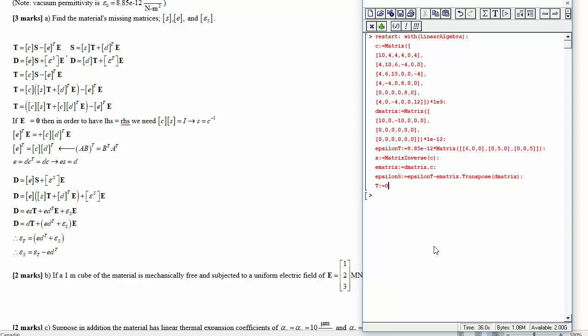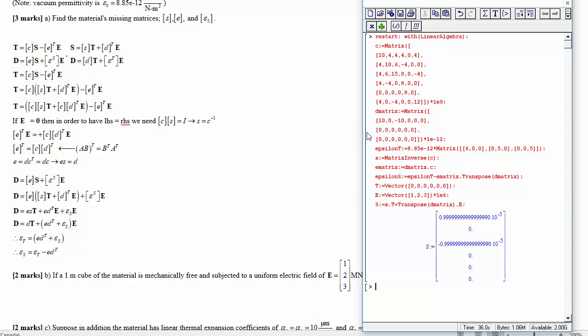So we've got T is equal to vector 0, 0, 0, 0, 0, 0. And E is equal to vector 1, 2, 3 times 1e6, so megavolts per meter. And then, using the first equation, S would be equal to little s dot T plus the transpose of the D matrix dotted with E. And there we go. So we've got a strain in the x direction and in the z direction. And the x direction one is the negative of what happens in the z direction.